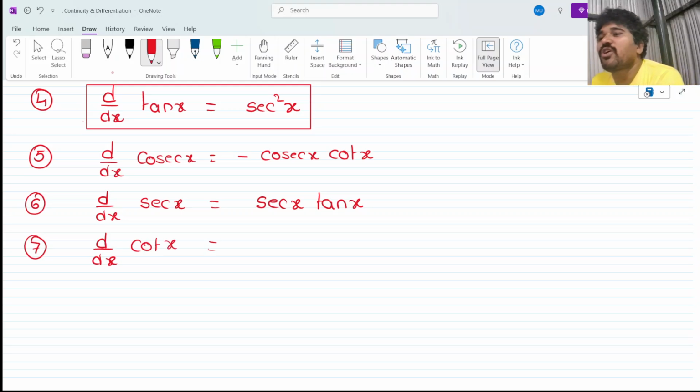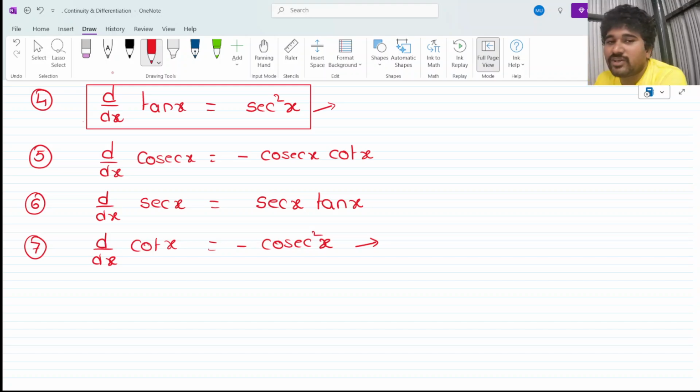Now, seventh one. What is the differentiation of cot x? Minus cosecant square x. Differentiation of cot x is minus cosecant square x. You can remember that for tan and cot you are having the squares.